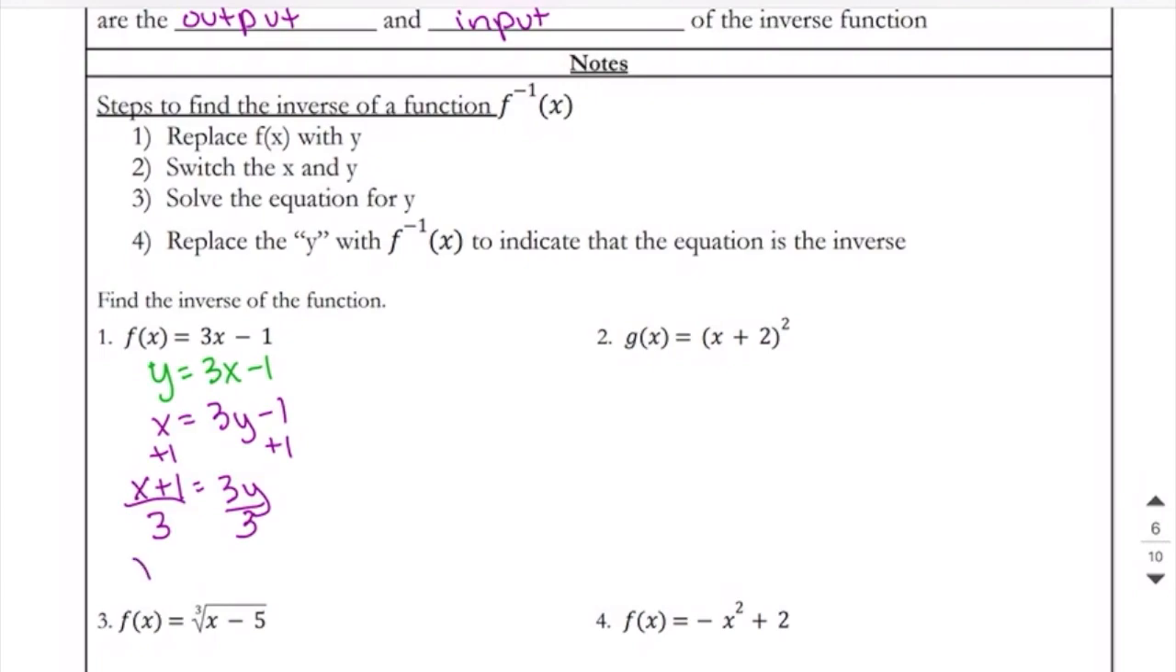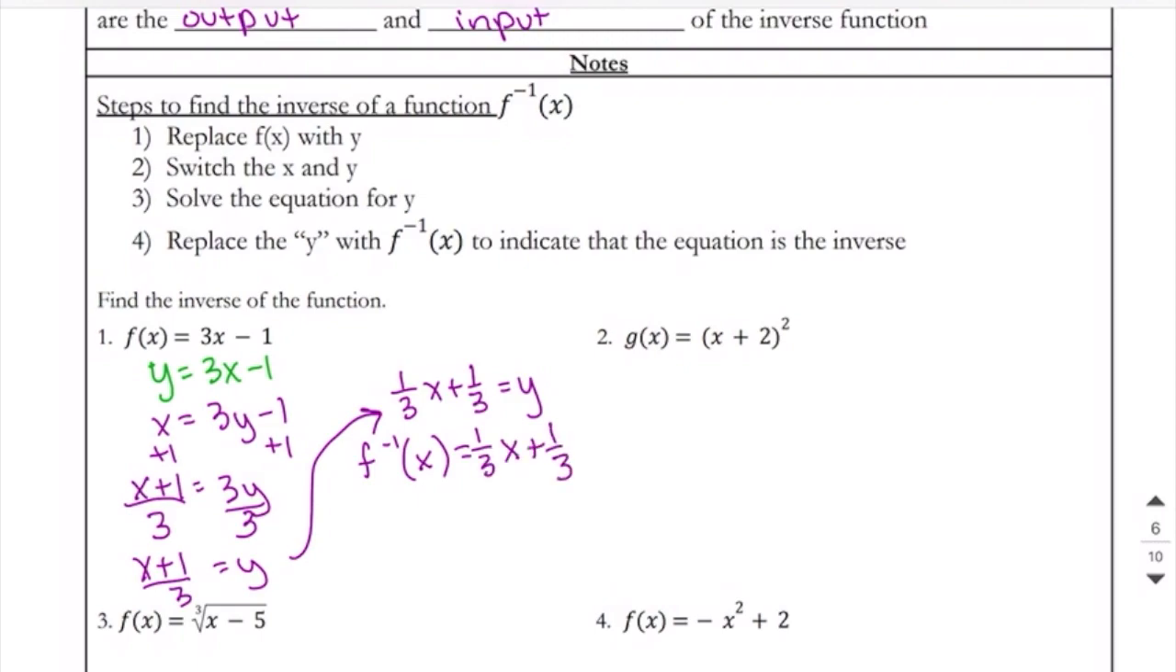Okay, so you can have x plus 1 over 3 equals y, or you could divide each piece by 3 and get 1/3 x plus 1/3 equals y. Okay, and the last thing you want to do is replace the y with f inverse of x so that you know that you're talking about the inverse of the original function.